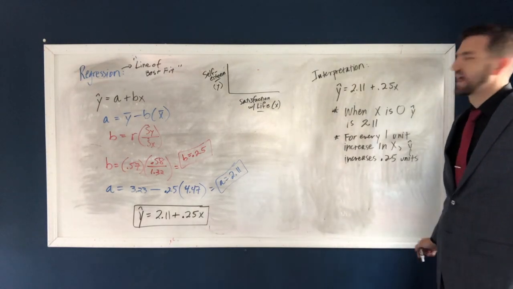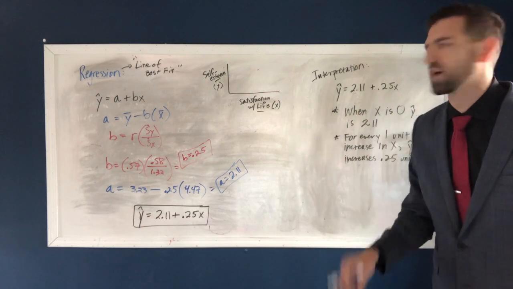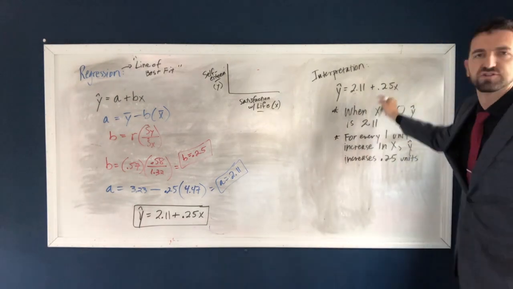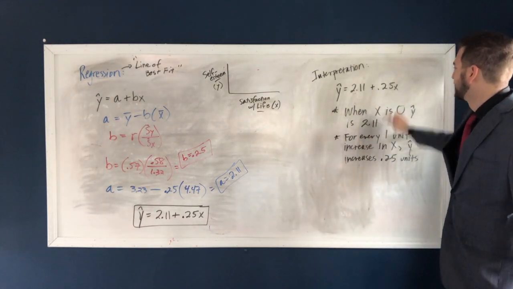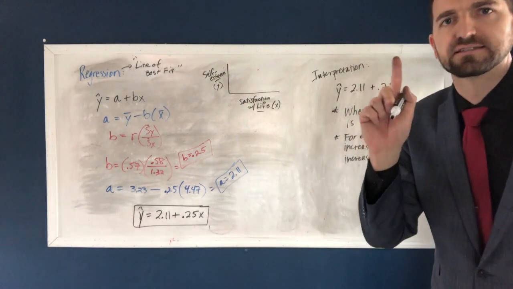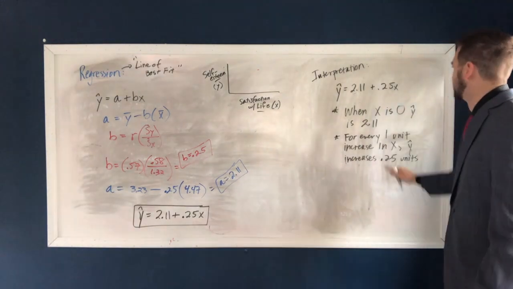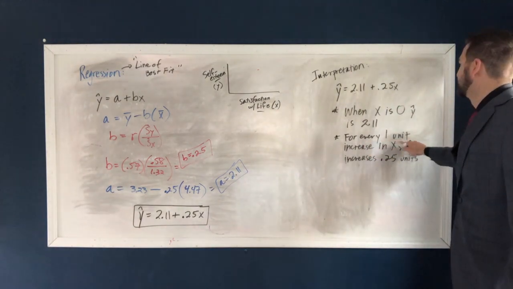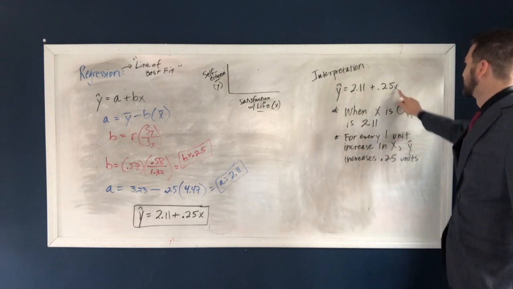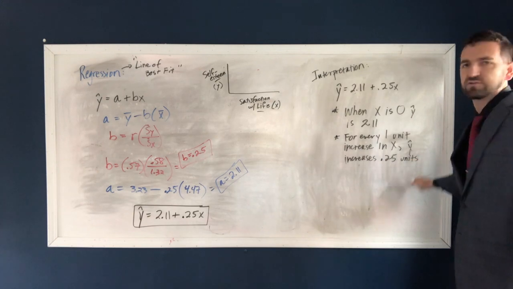Okay, the next thing we're doing is we're providing an interpretation for the slope. This is the slope, 0.25x. All we do is we substitute 1 for x. So 0.25 multiplied by 1. For every 1 unit increase in x, right, so put 1 in there, y hat increases 0.25 units.